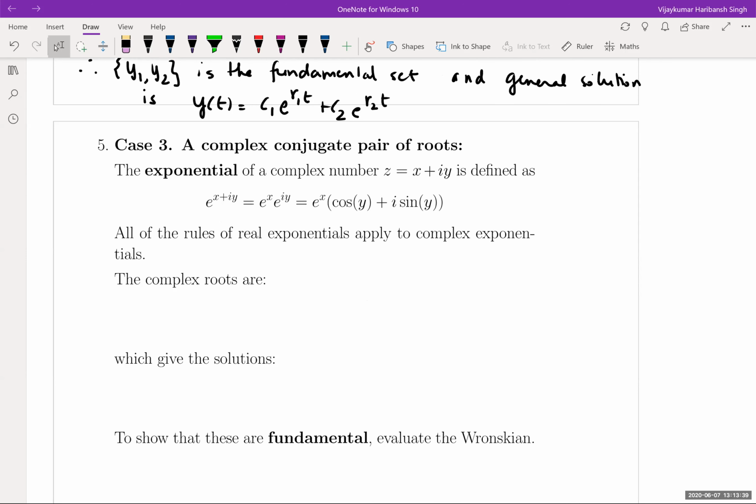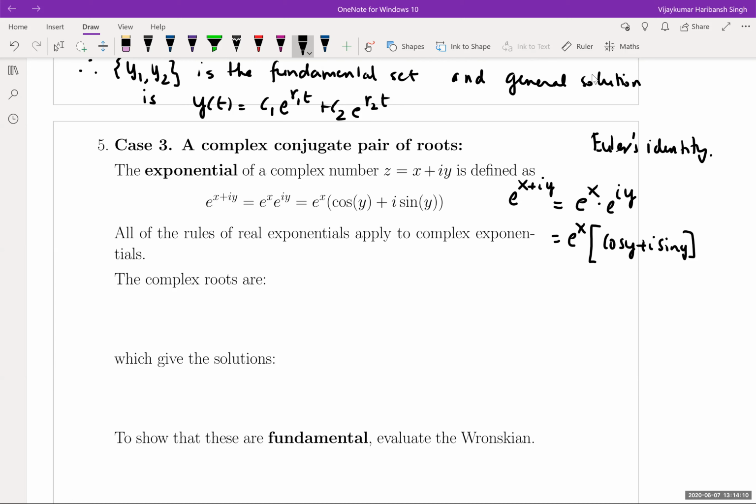So in case three, recall Euler's identity: e to the power x plus iy is e to the power x times e to the power iy. And this part is Euler's identity. What part? e to the power iy is the same as cos y plus i sin y. This identity of writing e to the power iy like this is called Euler's identity, named after Euler, the famous Swiss mathematician, right?